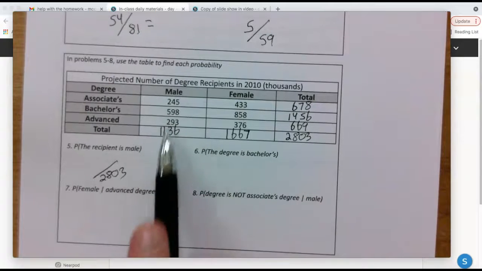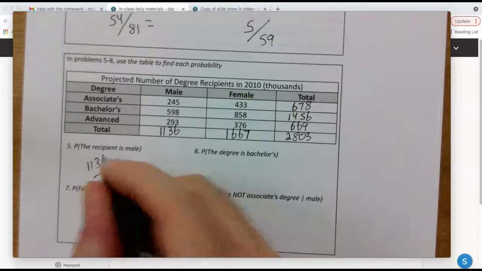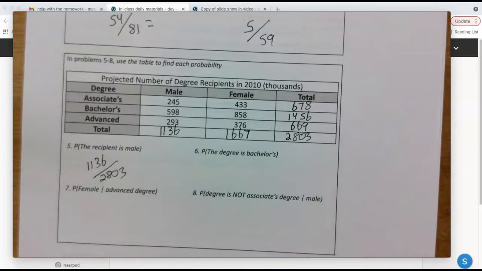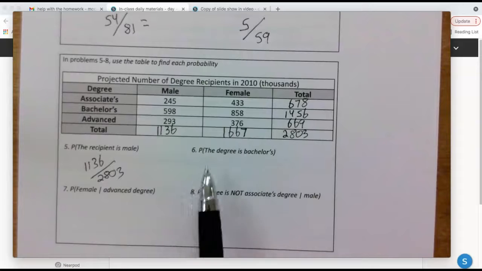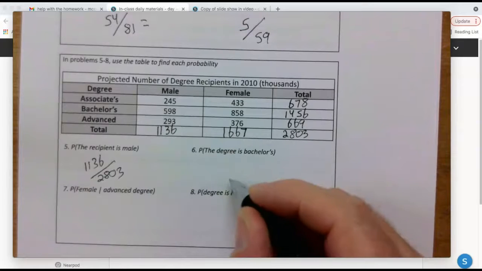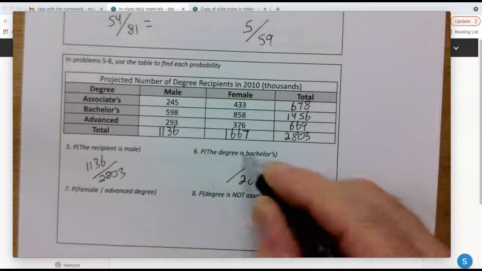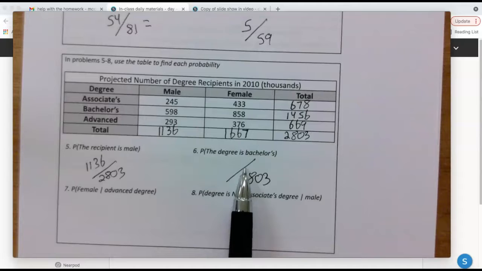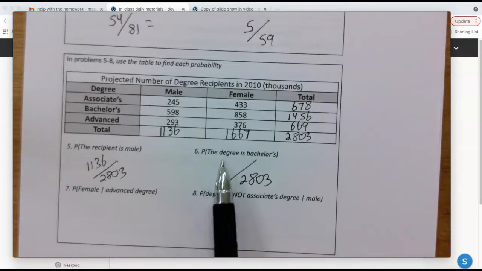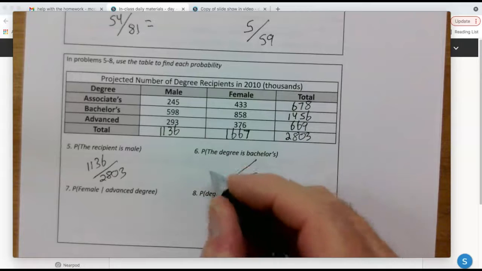And how many males total? 1136. Again, divide it. You can turn it into a decimal. All right. That's the probability you have a bachelor's degree. Again, the bottom is a 2803. That's all of them. It's not conditional. There's no line here. Like this, here's a line, like that one, or that one right there. Right, there's no line here. So the degree is bachelor's, right across there, 1456.